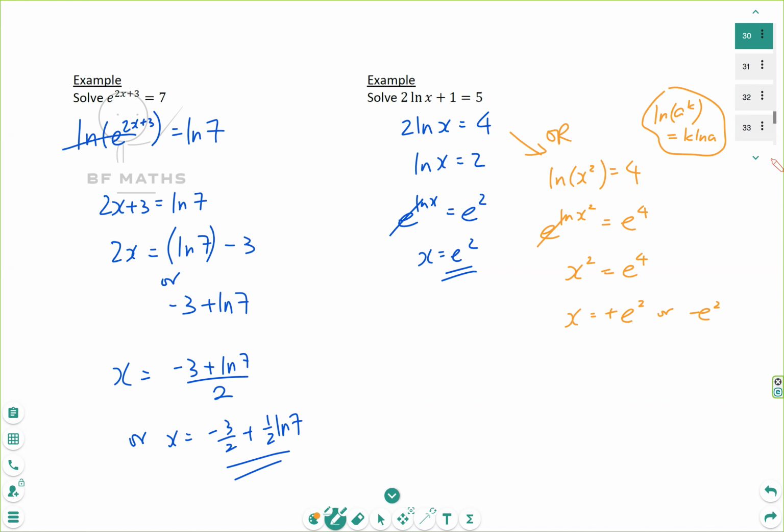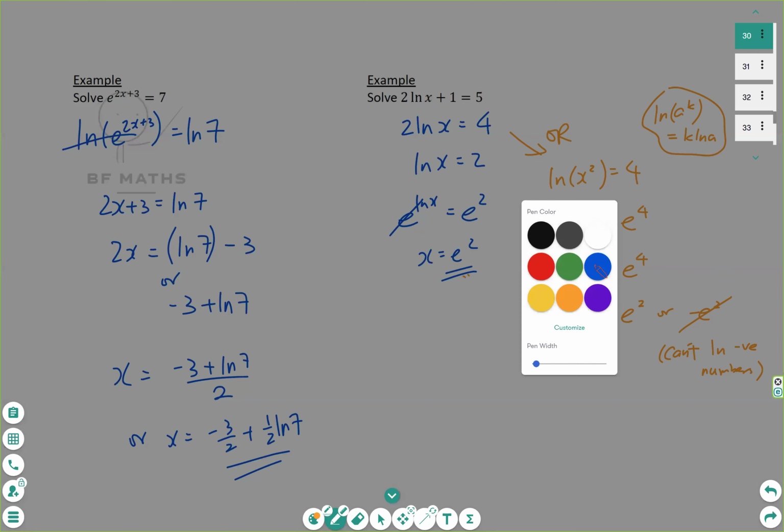But how do we have two answers here when we've only got one on the left-hand side? Well, if you remember, you can't ln a negative number. So we have to reject that one. You don't have to give a reason in the exam, but I'll just show you because you cannot ln or log negative numbers. So that's the only answer.